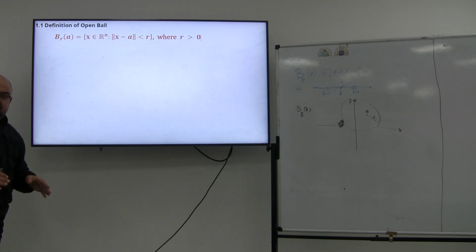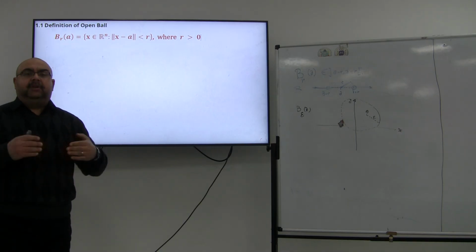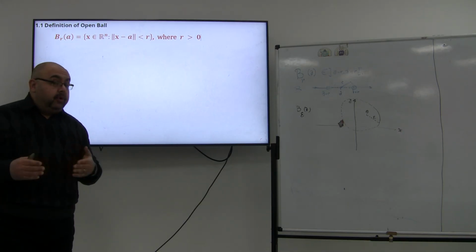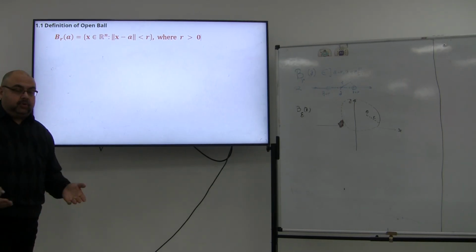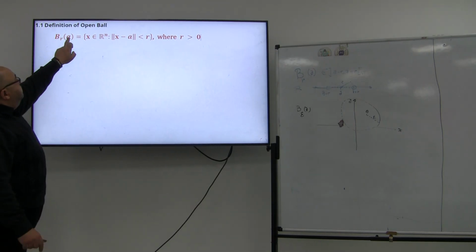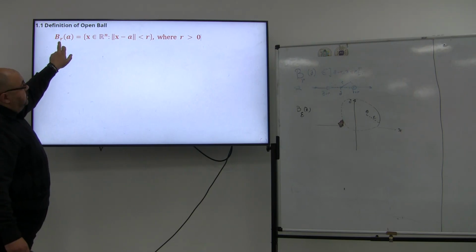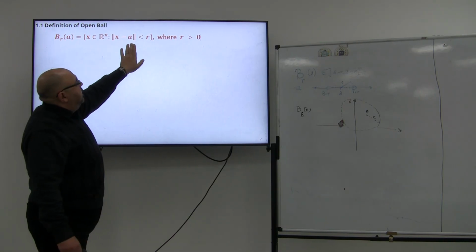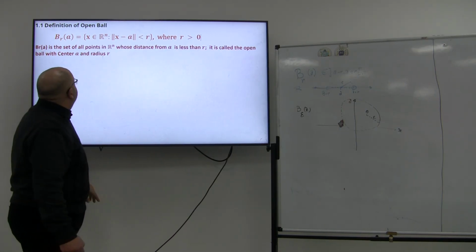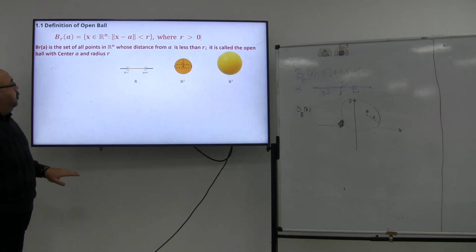Once more, I've tried to restate all of what I said in the previous slide, in this slide, but with another form of the definition that you will be familiar with in other books or textbooks. So, B at A, the symbol of an open ball at A with radius R, represents all the points within Rn such that the norm of X minus A is less than R, where R is greater than 0. Here is the set, here is how an open ball is written.